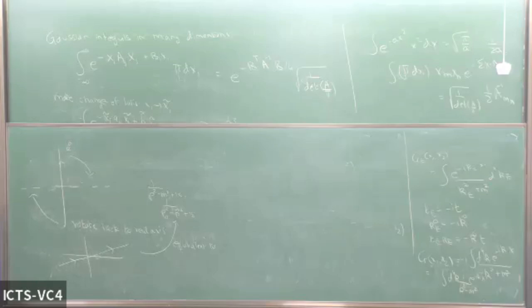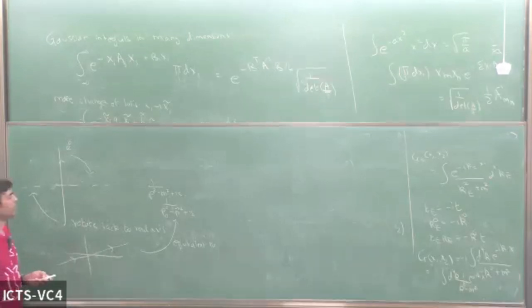Okay, good. So let's consider higher point correlators, and then we'll be done with field theory. And I want to show you how you get back Wick's theorem from path integrals.